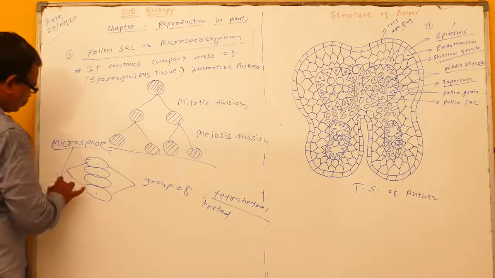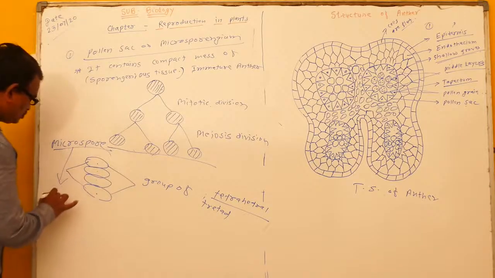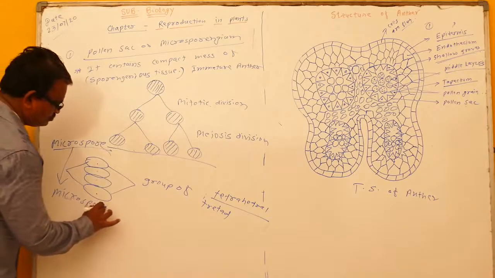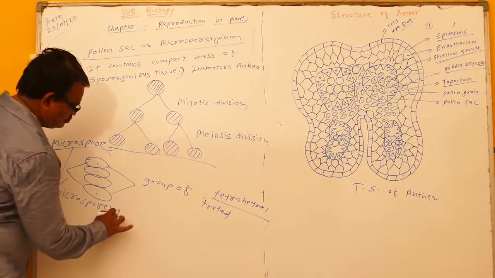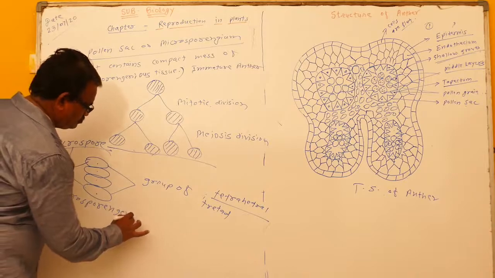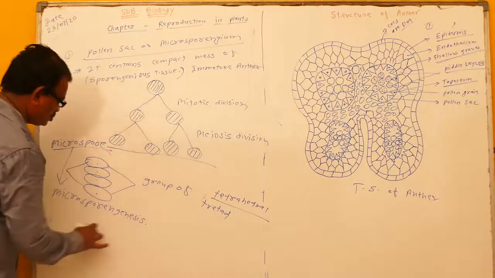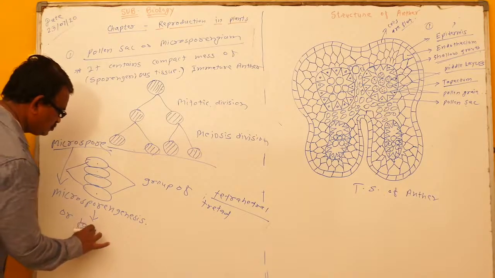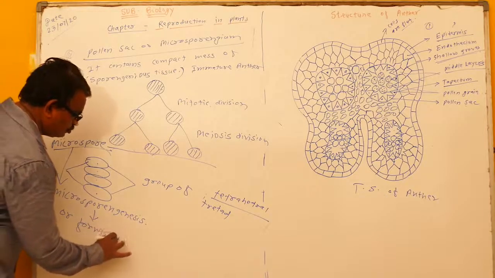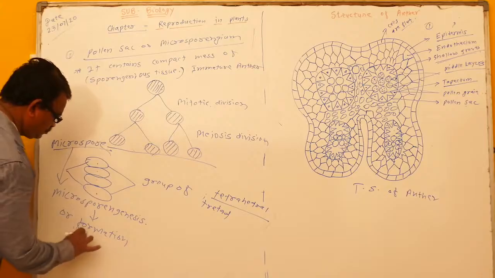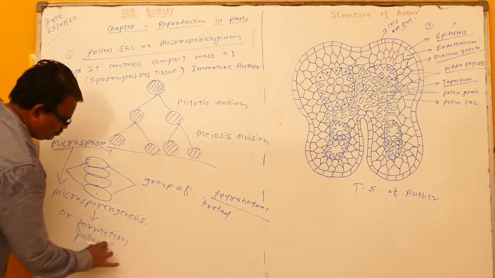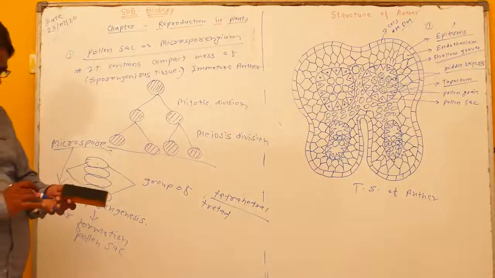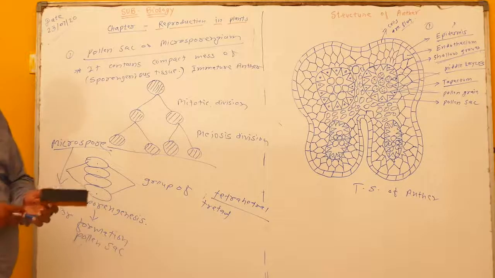Formation of microspores is called microsporogenesis, or formation of the pollen sac. So we will stop here. The next video will be the structure of the pollen grain.